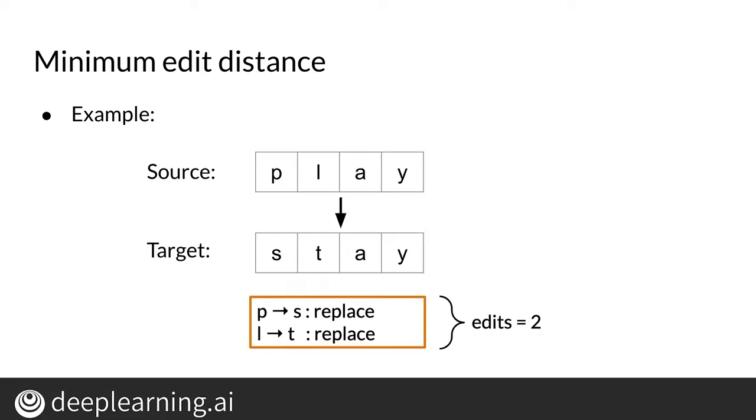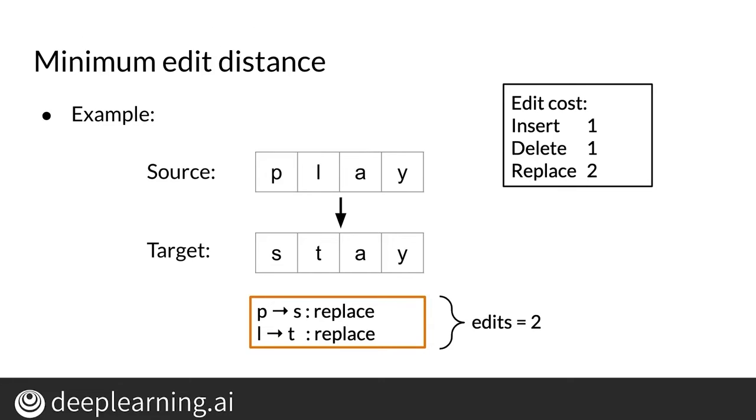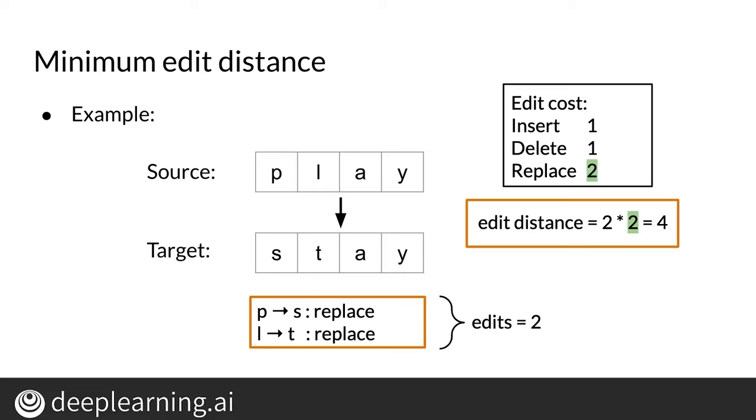Until this point, you've considered all edit operations to cost the same, that is, a cost of 1. But now you'll consider a different cost for each type of operation. You will use these costs to calculate the edit distance, which now represents the total edit cost. This is what you are trying to minimize. It is simply the sum of costs for the edits that were made. Insert and delete will have a cost of 1, and replace has a cost of 2. This makes intuitive sense if you think of replacement as a delete followed by an insert. Calculate for this example. You have 2 replace edits at a cost of 2 each, for a total edit distance of 4.